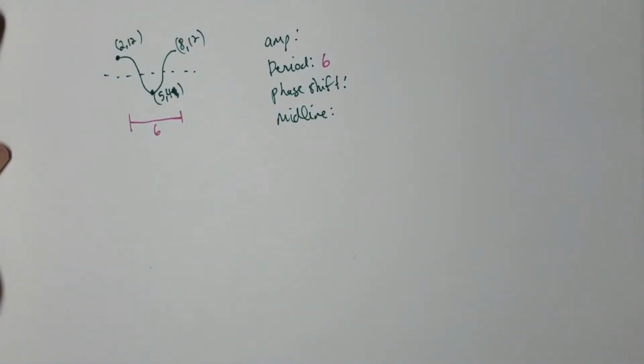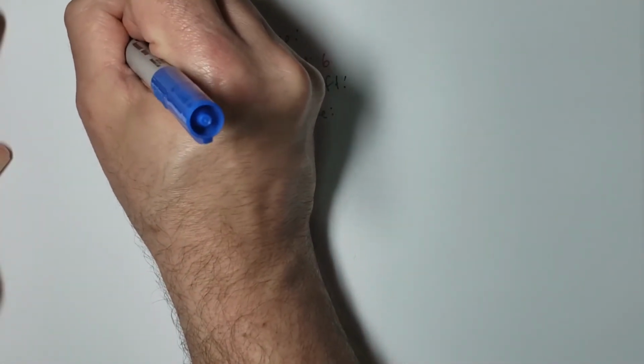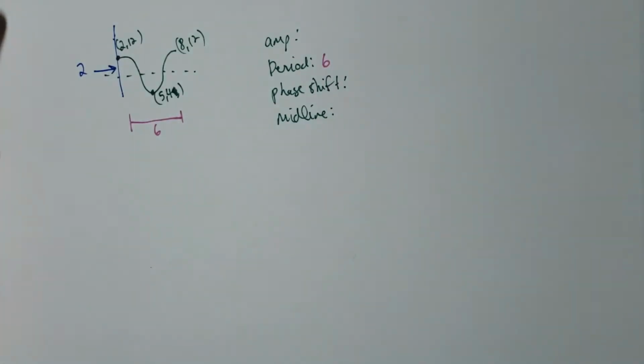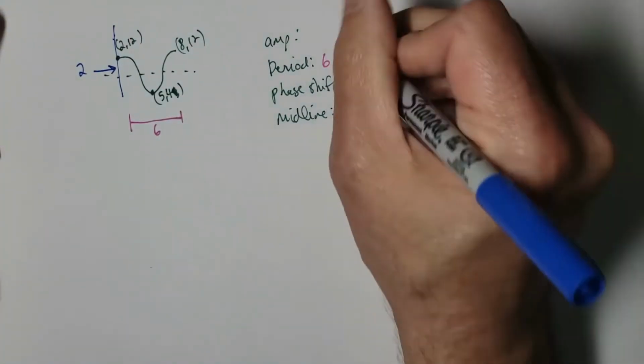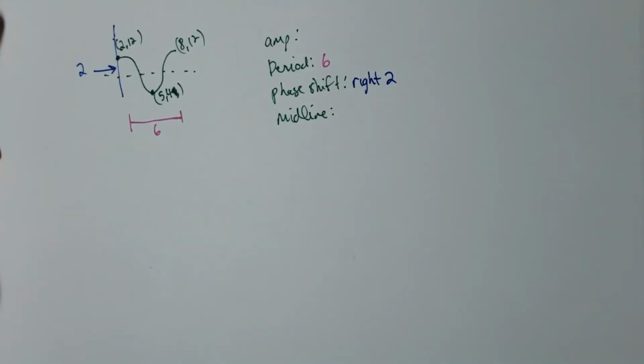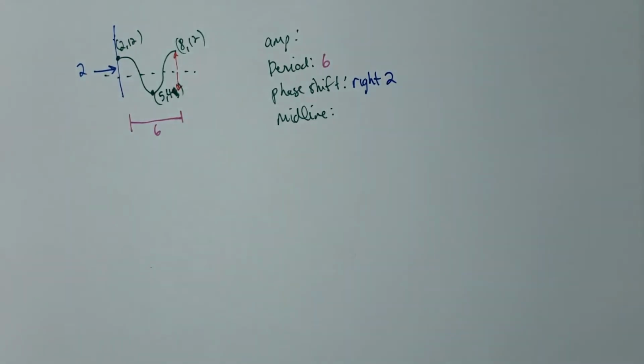If we look at the phase shift, my start here was at 2. So it's like I moved right 2. So my phase shift is right 2. And then I need to figure out my amplitude and my midline. Well, my amplitude is the distance from the midline up to its max or down to its min. And it has to be the same. Those numbers have to be the same.